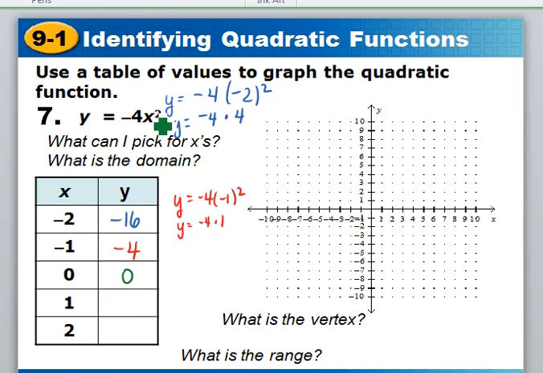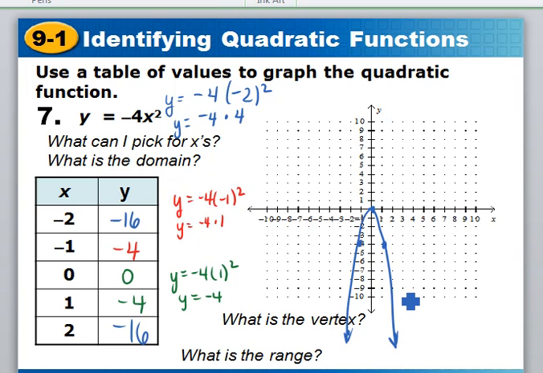When I plug in the 1, I have y equals -4 times 1 squared. Okay, well that ends up being a 1, and then times -4 is -4. And the same thing occurs when I plug in my 2. I'll end up with the same answer up here as -16. So I'll graph these points. -2, -16 is way down here. -1, -4 is right here. 0, 0, 1, -4 is here, and 2, -16 is way below.